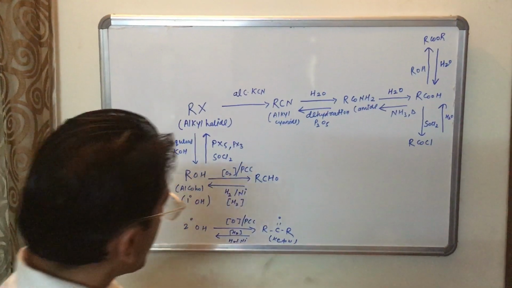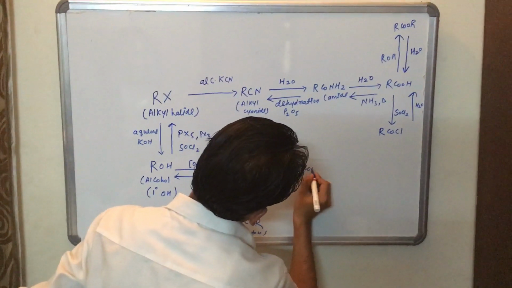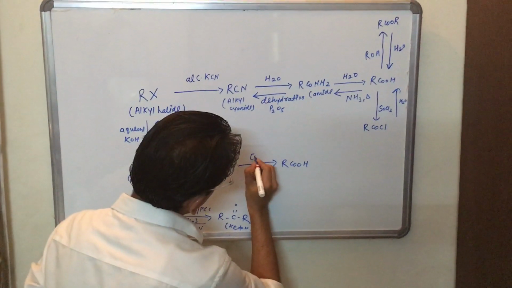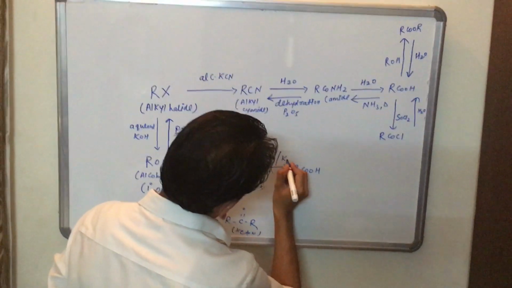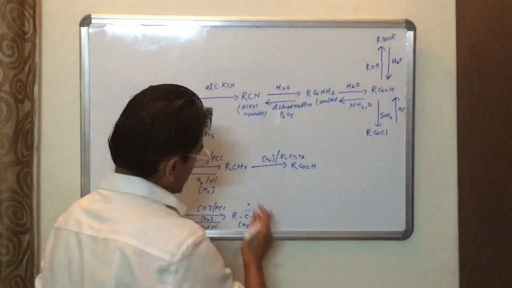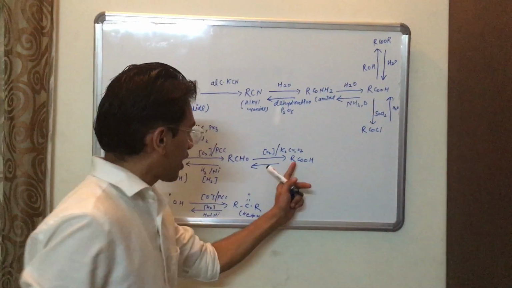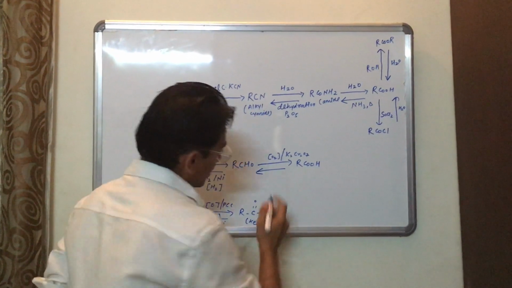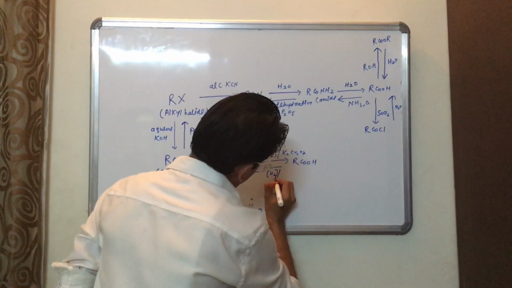Now I have aldehyde. From aldehyde, if I want to obtain carboxylic acid, then again I have to do oxidation. For this I have to add K2Cr2O7, alkaline KMnO4, which means the process is oxidation. And from carboxylic acid, if I want to obtain aldehyde, then I have to do reduction.